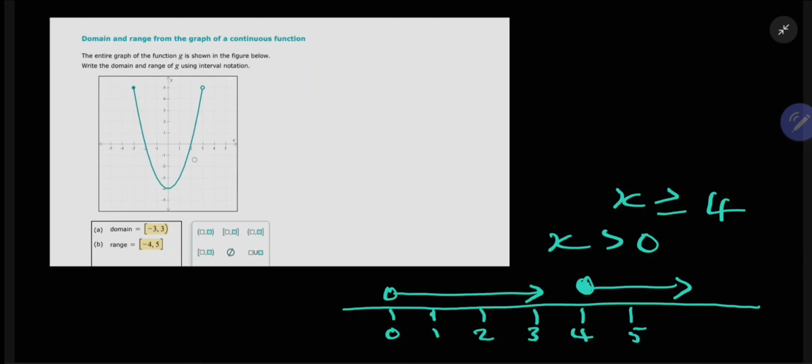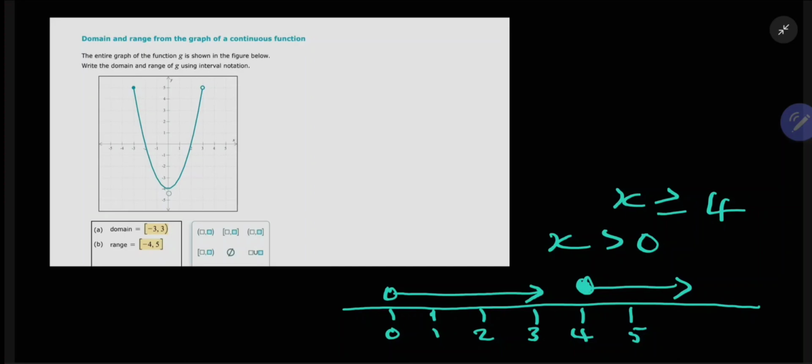So the domain of this goes from -3, where -3 is included, as you can see, there is a square bracket here, to 3, but there is a parenthesis here because 3 is not included, because this circle is open. And the range is the corresponding y value at this domain value. So for -3 you have 5, and for 3 you have 5.